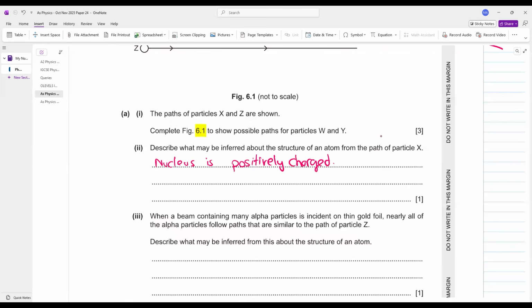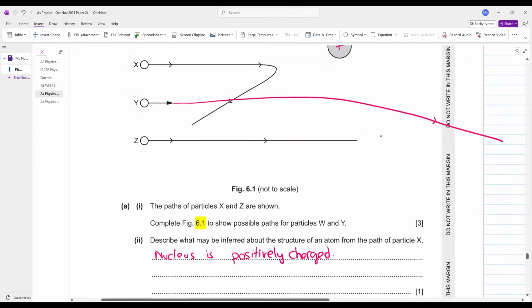When a beam containing many alpha particles is incident on a thin gold foil, nearly all of the alpha particles follow the path similar to particle Z. Most of the alpha particles follow this path.